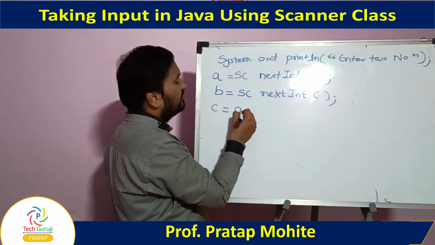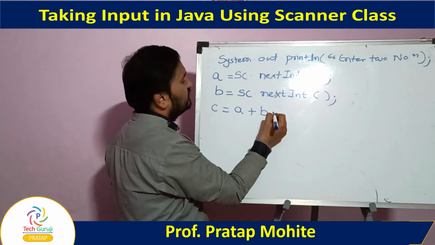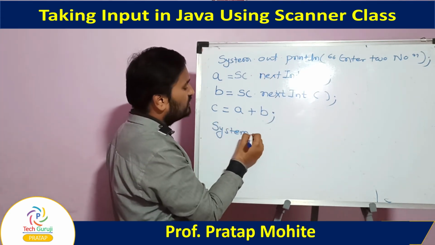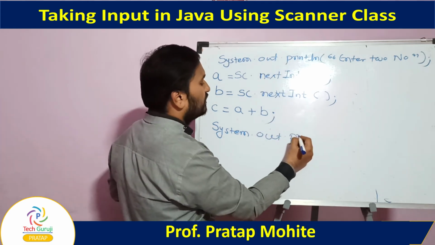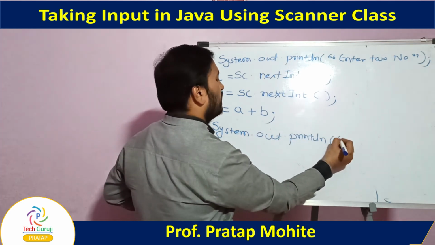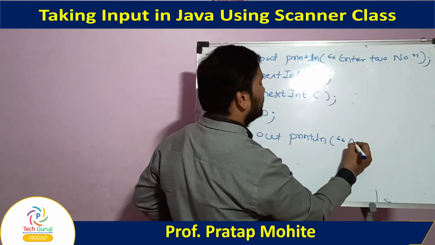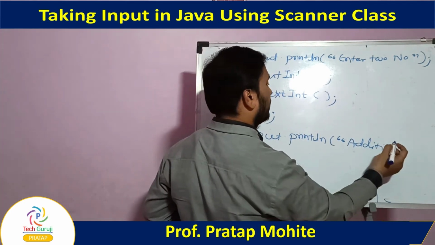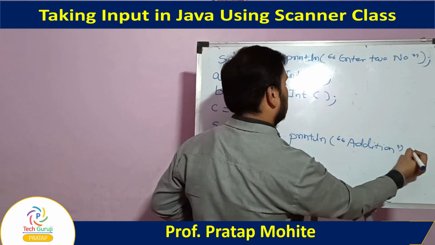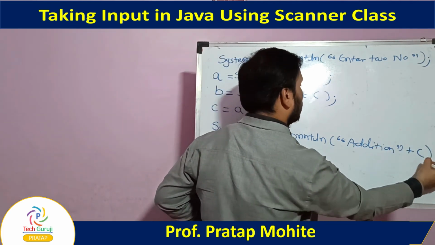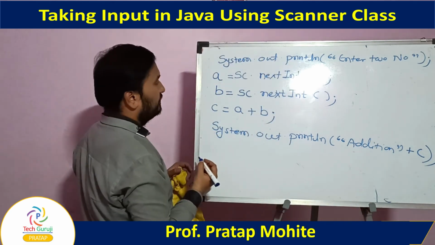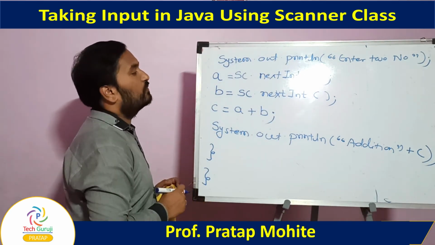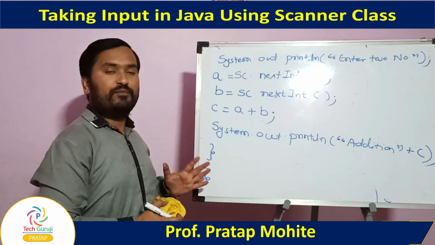Now we have to add them. So c is equal to a plus b, and we have to show the output. To show the output, we use System.out.println, within the brackets we'll give the message "Addition" plus, and we have to display c, so write c, semicolon. After that, your main method closes, your class closes. So we have finished the program.